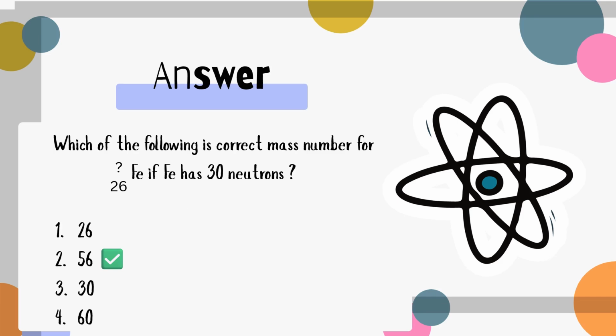The formula to be used was mass number. It is equal to number of protons plus number of neutrons. Number of neutrons are 30. Number of protons are 26 because atomic number is the number of protons. So the answer comes out to be 56.